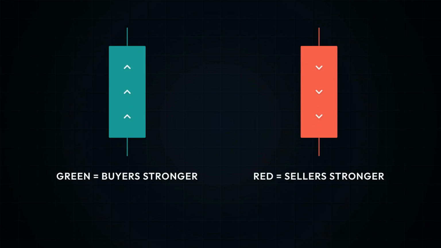A green candle means buyers managed to close price above the opening level. A red candle means sellers managed to close price below the opening level. Every candle has two main parts, the body and the wick. The body shows the main movement, while the wick tells us where price traveled but could not stay.